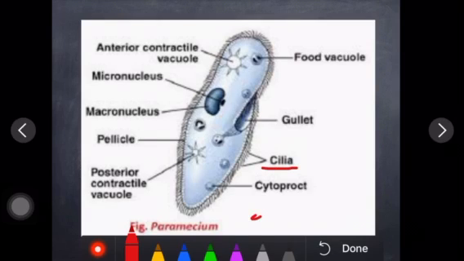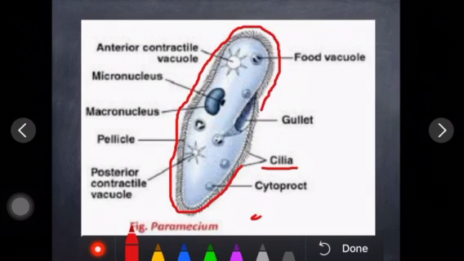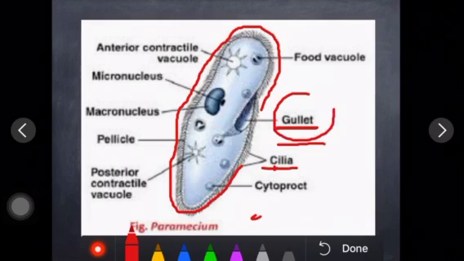As you see, the slipper shaped organism has small hair-like structures on its body. These hair-like structures are called cilia. They help in engulfing food into the gullet, which is an oral cavity where they engulf the food. Who is helping in engulfing food? Of course, the cilia. So they take the food particle. If they take the food particle inside the body, which step is it? Yes, ingestion.